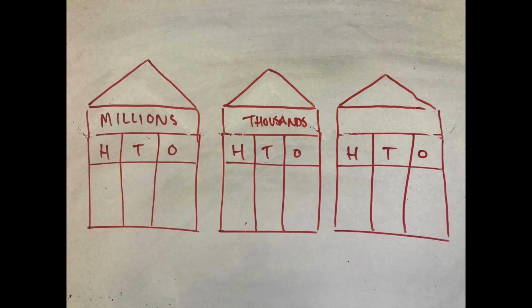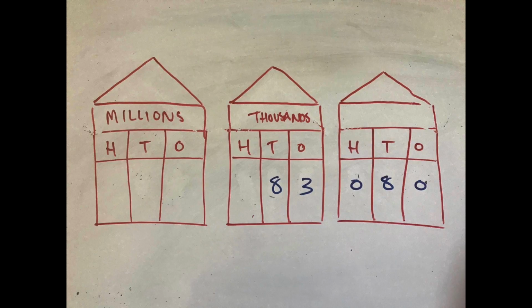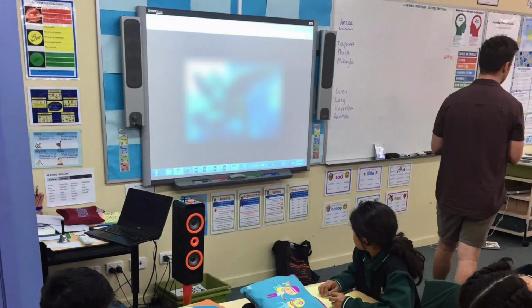Using a game of houses structure, students are able to identify each number's place value according to the house position. This helps with students reading numbers like 83,080, where the zeros must be noticed but are not read aloud.